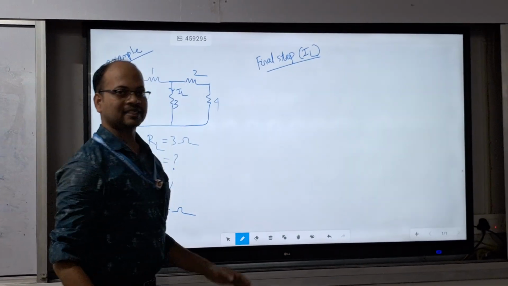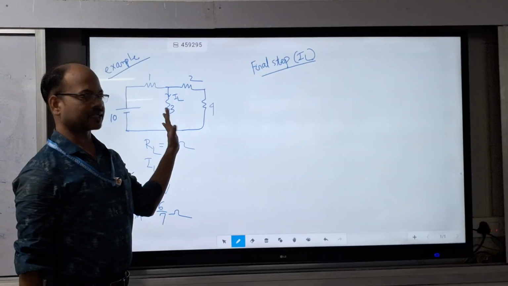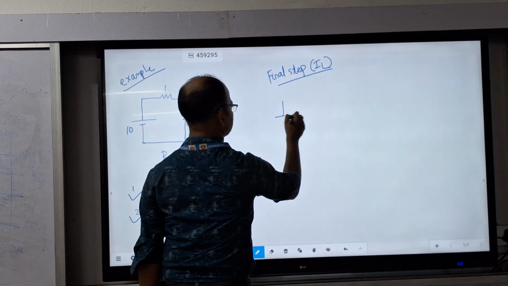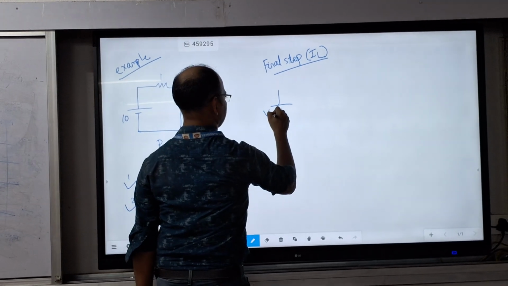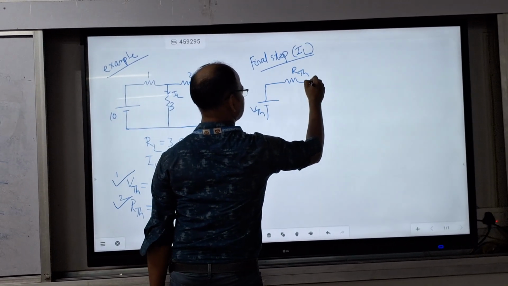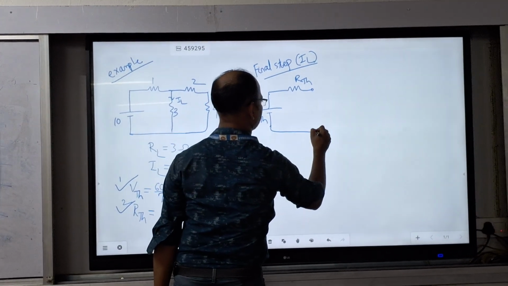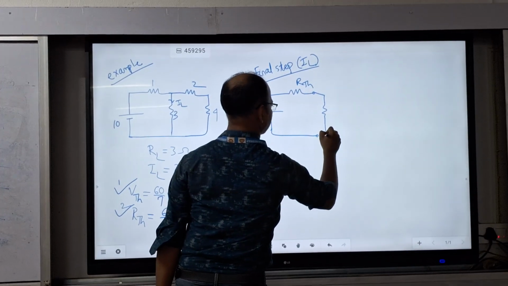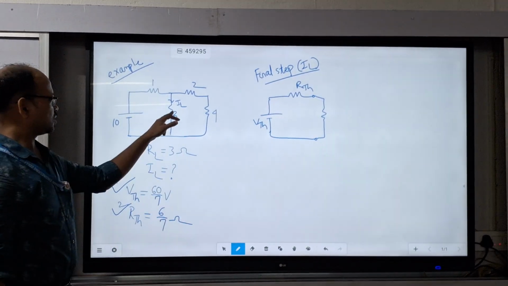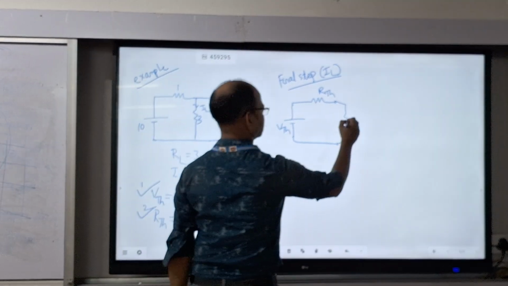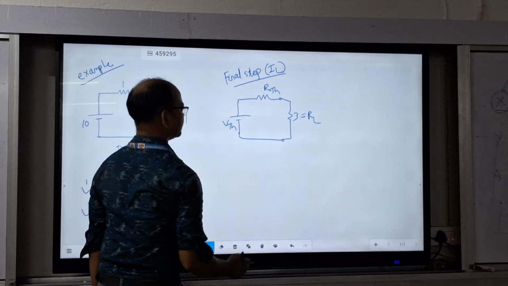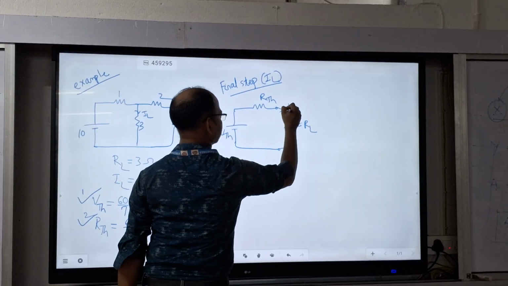Okay. So first, let me draw the equivalent circuit of this circuit. Here is the Thevenin's equivalent circuit: VTH in series with RTH, which is connected with the load. And here, what is the value of the load resistance? The load resistance is 3. Okay. This is RL. And this one is the IL.